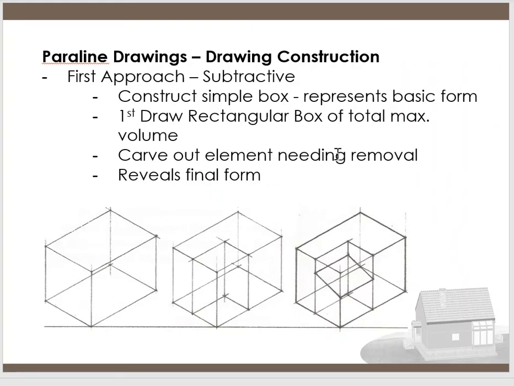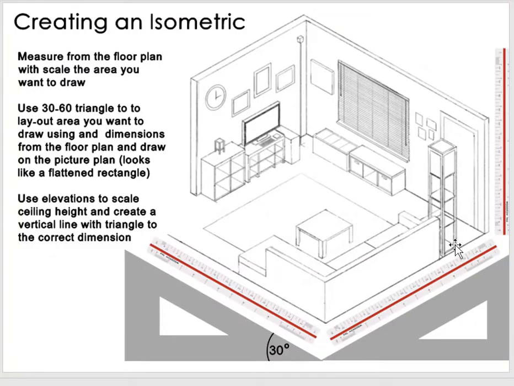So you start carving out the elements, and then removing those that are not important. So you start erasing elements, and it's just like chiseling away at a piece of stone to reveal the form. In this case, here's a room. Something like what we're going to be doing is a corner of a kitchen.